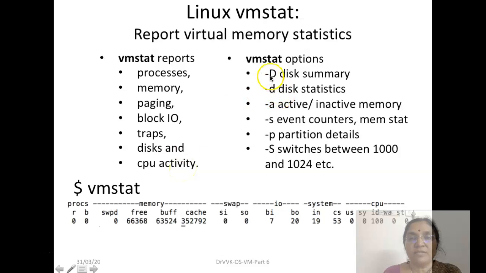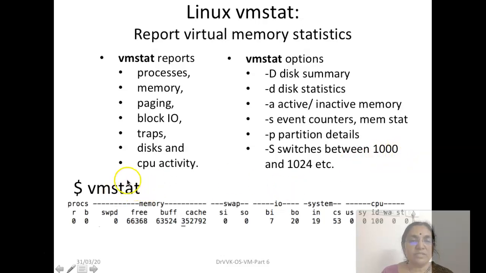We can have a lot of commands. A few of them are with the option -d. We can have the summary of disk usage. With the -D option, we can know about a particular disk's statistics. Then the other options are for active and inactive memory, event counters, memory statistics, the partition details, and switching between 1000 and 1024, and similarly 1 mega and so on.